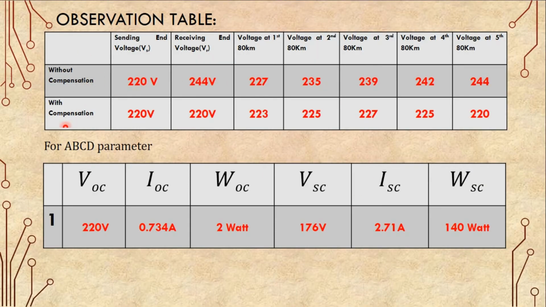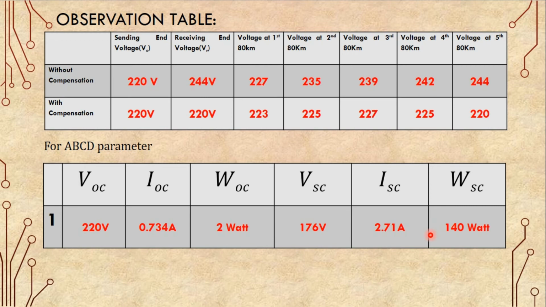So we have got these observations: without compensation we saw how the voltage is increasing, and with compensation we are able to maintain the sending end and receiving end voltages equal. And in the ABCD parameter case we got the open circuit parameters, where 220 volt is the open circuit voltage, then open circuit current and open circuit power. Similarly short circuit voltage, short circuit current and short circuit power.